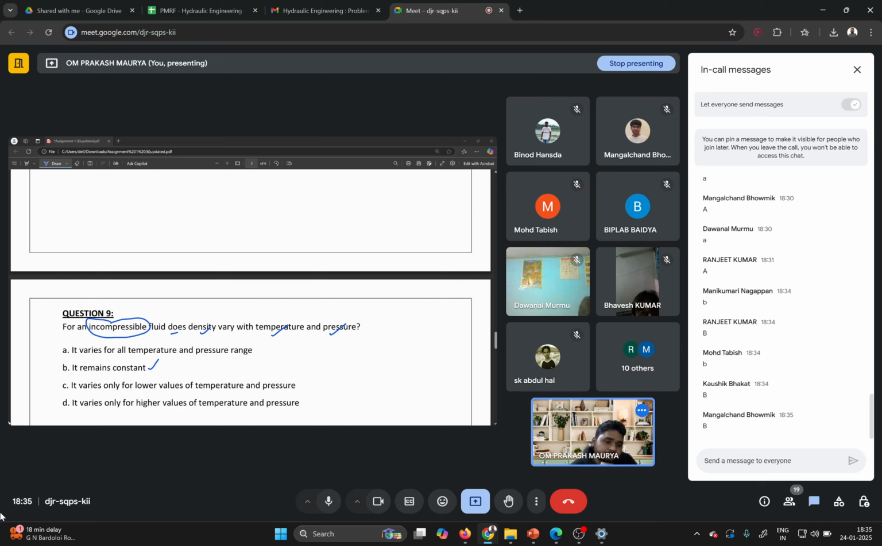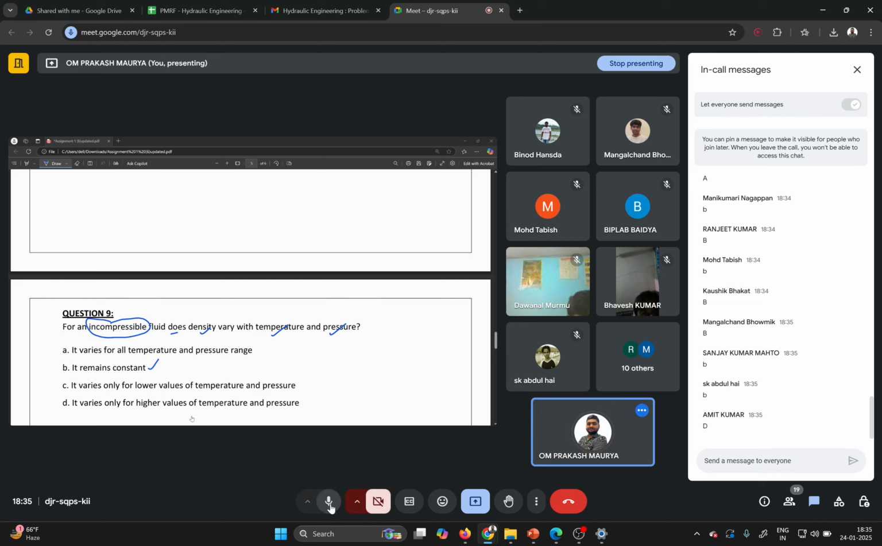Okay, most of the students are telling option B. Amit Kumar is telling option D, it varies only for higher values of temperature and pressure. Another student also, if you want to give an answer, I'm waiting a few minutes. Please, another student, if you want to.